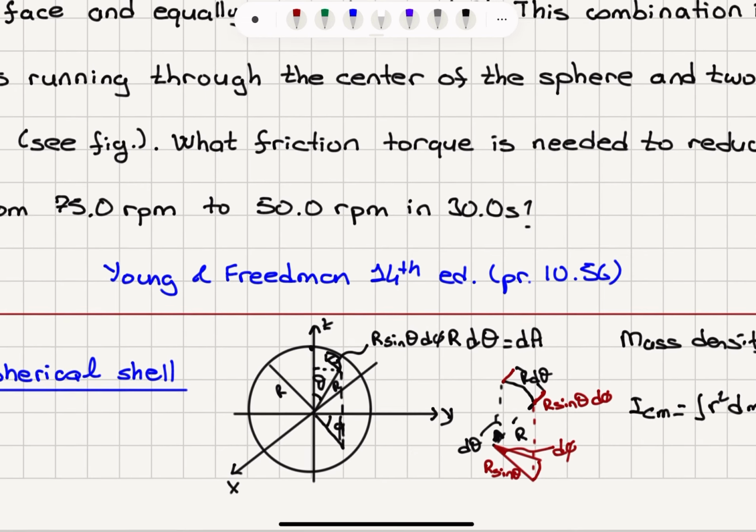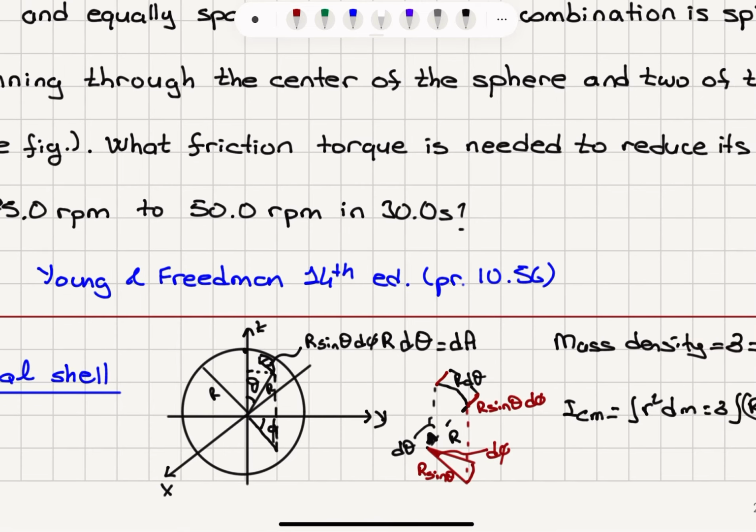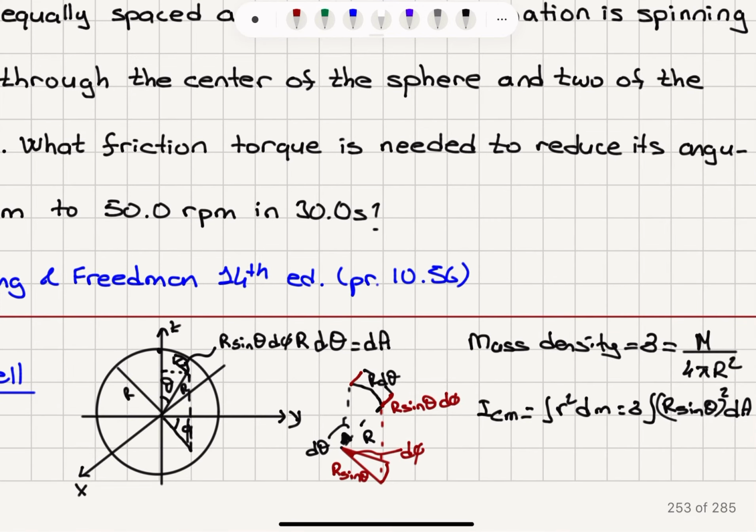First, we have to determine the moment of inertia of a spherical shell. Now, for the spherical shell, we have two dimensions on an area element that is r sine theta d phi and r d theta, the arc length. So that's the dA. The mass density, on the other hand, sigma, is capital M divided by the surface area of the sphere, 4 pi r squared, for a uniform mass distribution.